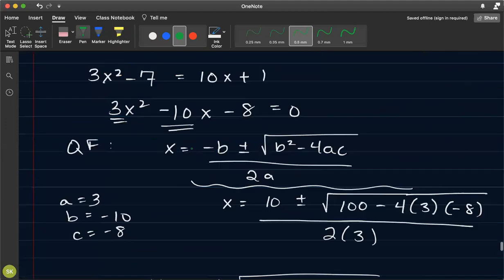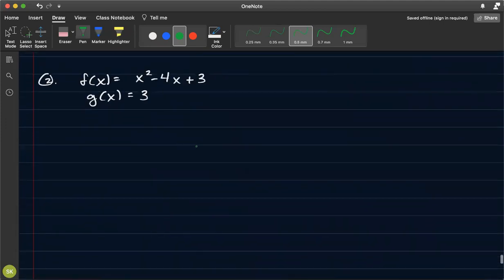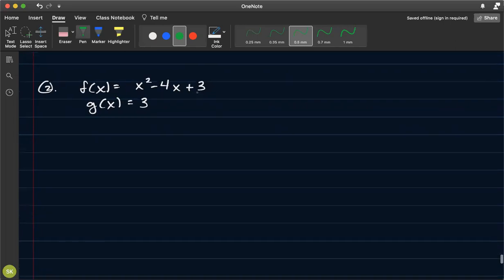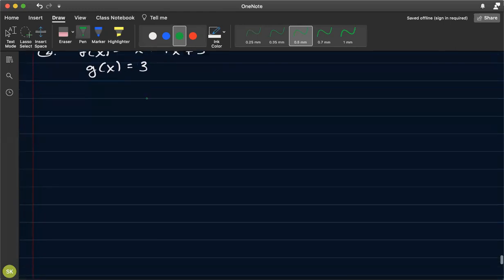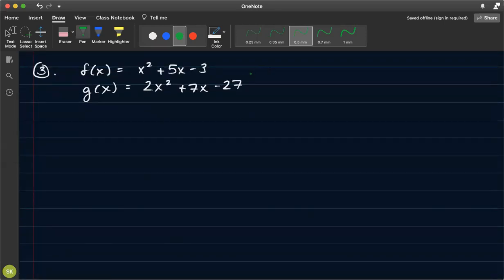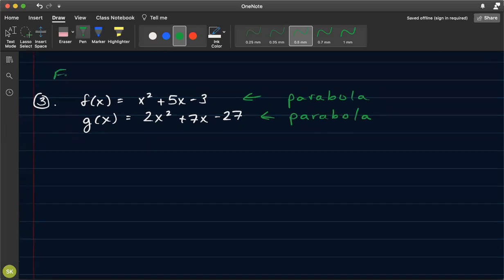Okay, let's try one more, and that'll be it for this video. So we have f of x is equal to x squared minus 4x plus 3. Actually, I don't think this is a line, so this is going to be very similar to what we did before. Let me go down a little bit further. This is the one that I want to work on. Here I have two parabolas. f of x is equal to x squared plus 5x minus 3, and g of x is 2x squared plus 7x minus 27. This is a parabola, and this is a parabola. Let's find all the points of intersection.